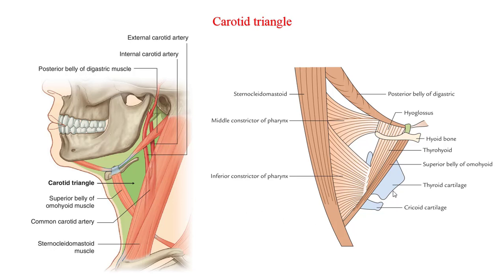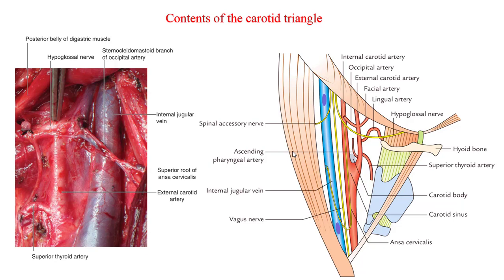The floor is made by part of the thyrohyoid muscle, which is this short muscle below the hyoid bone, the hyoglossus muscle, which is the muscle above the hyoid bone, and by the middle and inferior constrictors of the pharynx. The carotid triangle is also covered by the deep and superficial fascia, platysma, and the skin, as with all other triangles.